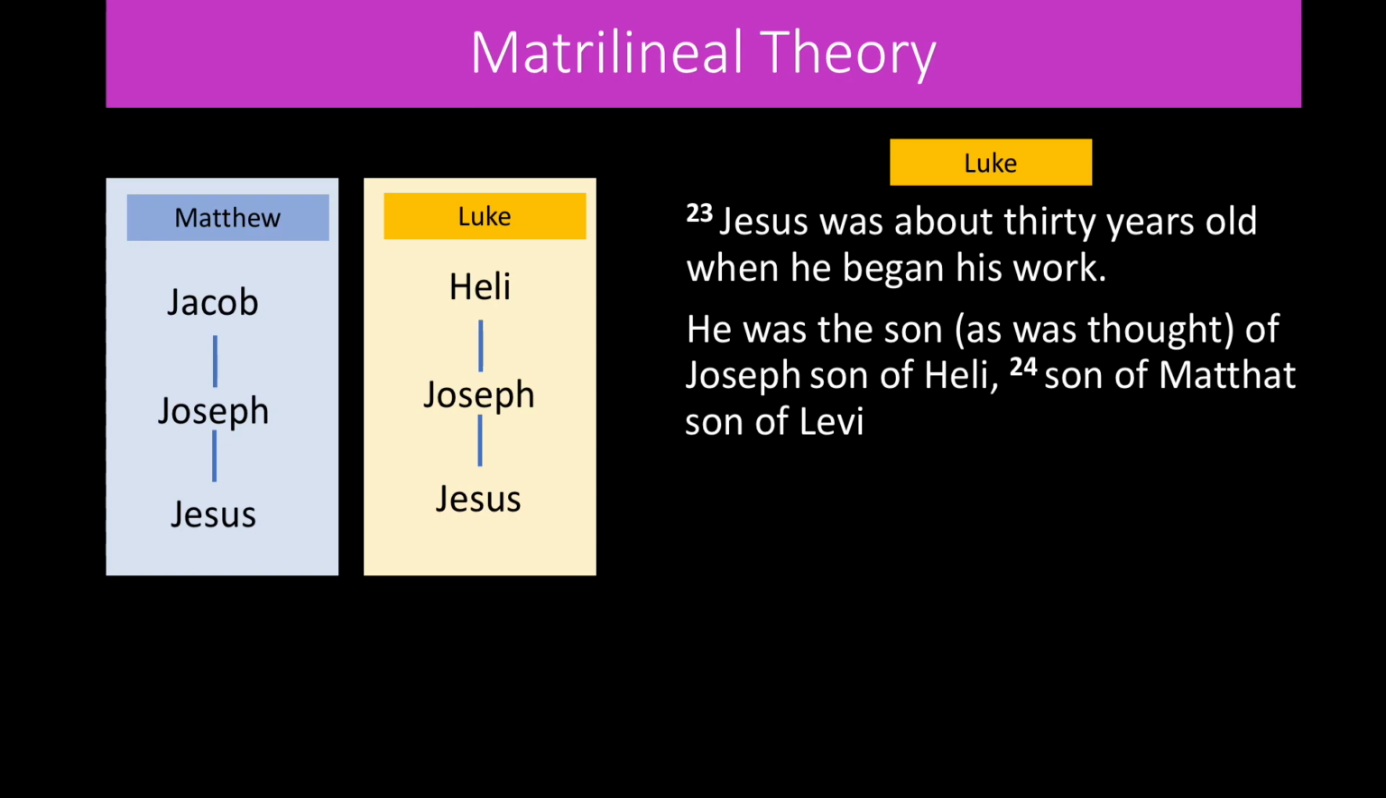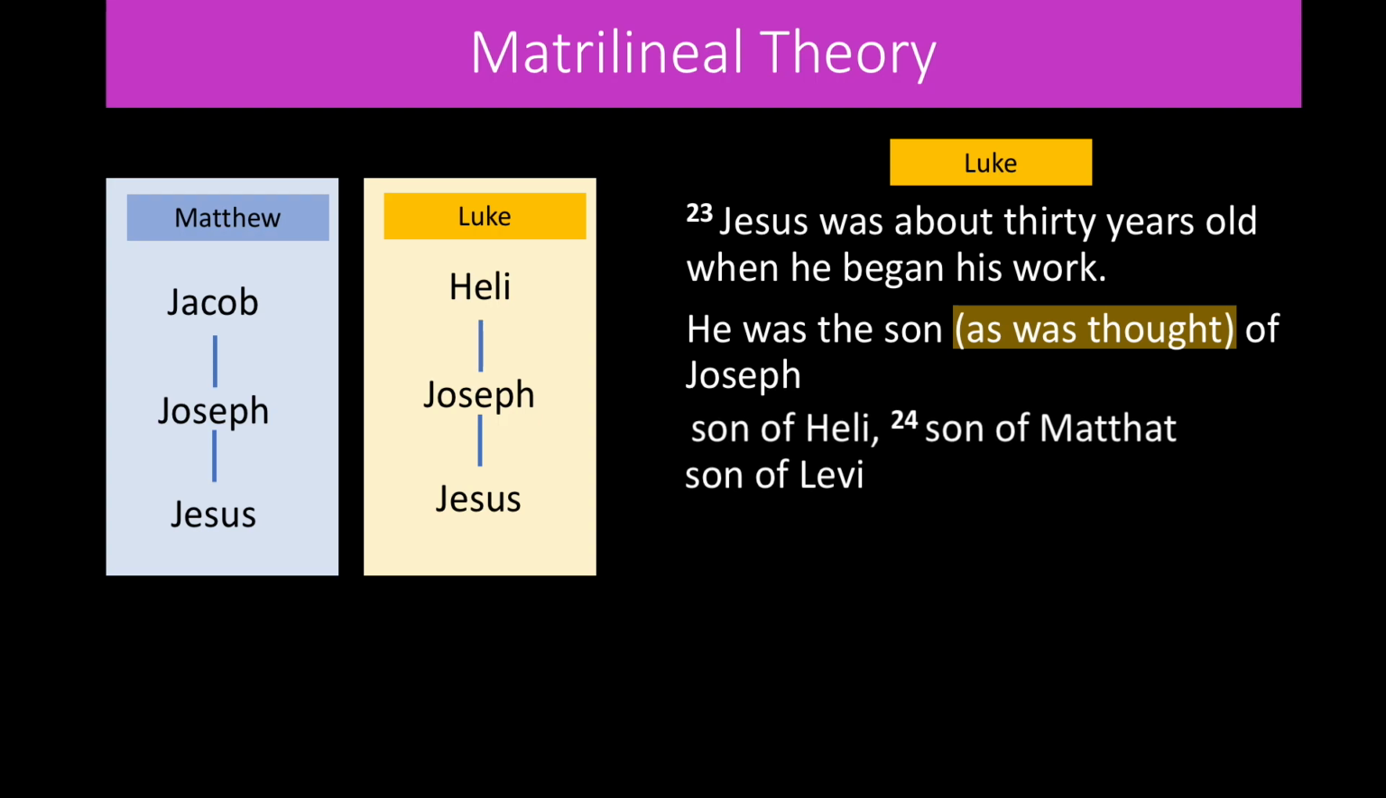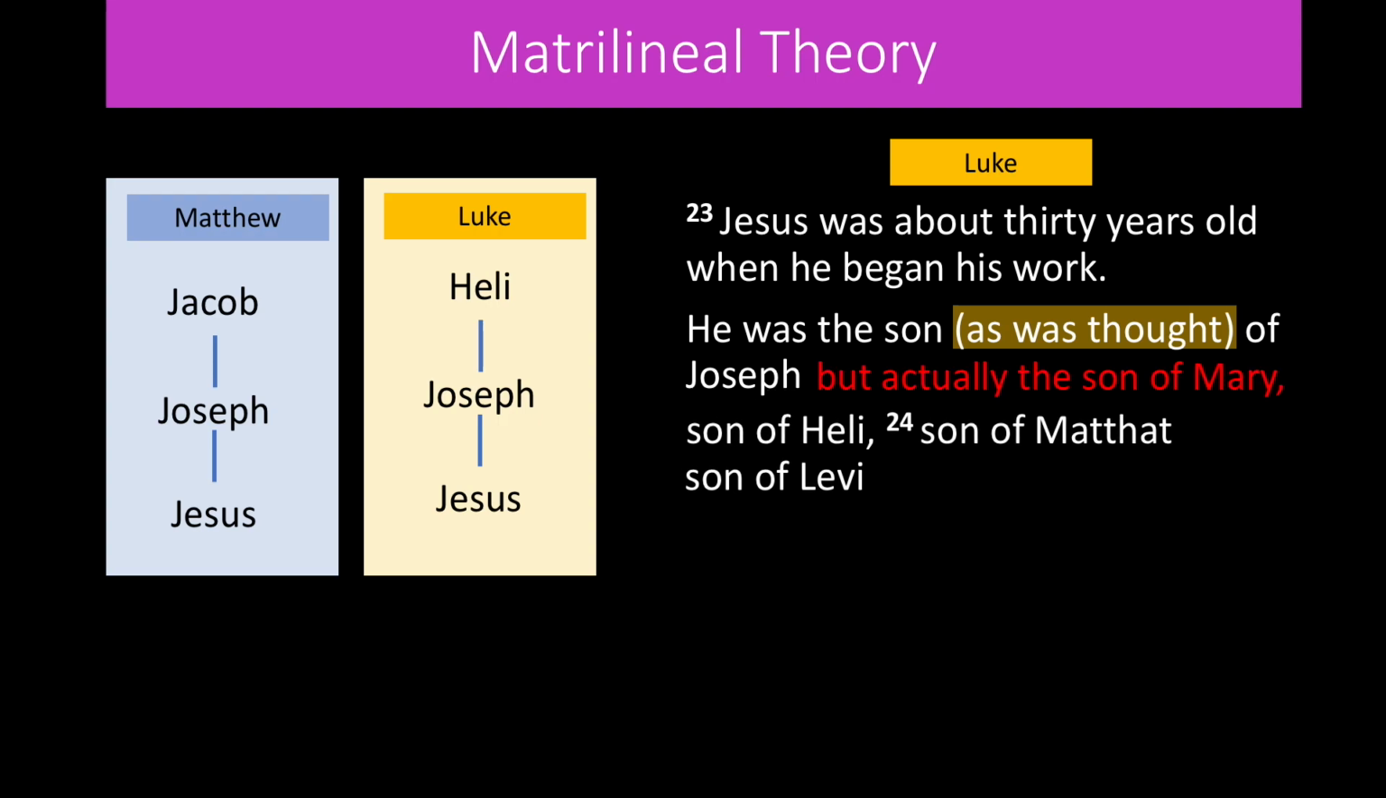It appears that the proponents of the matrilineal theory really read into the phrase, as was thought. And thus they would read this section as saying, quote, he was the son, as was thought, of Joseph, but actually the son of Mary, the son of Heli, the son of Matthat, the son of Levi. And thus by making this alteration to the text, they're able to deny the fact that Heli's son is Joseph, but rather he has a daughter called Mary. What are we to think of such an alteration to the text?